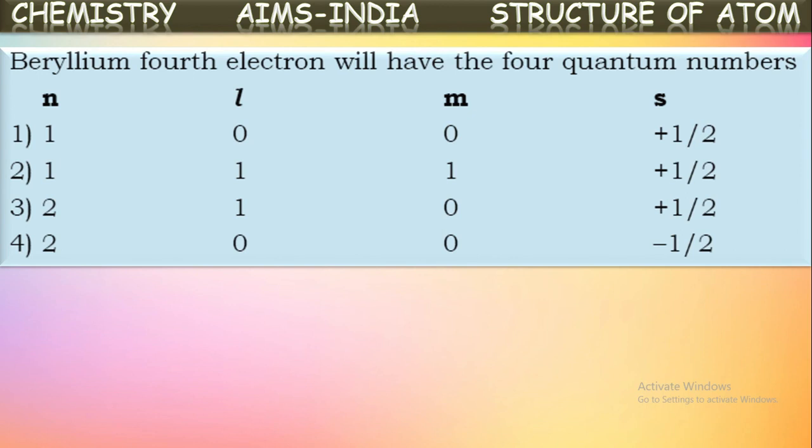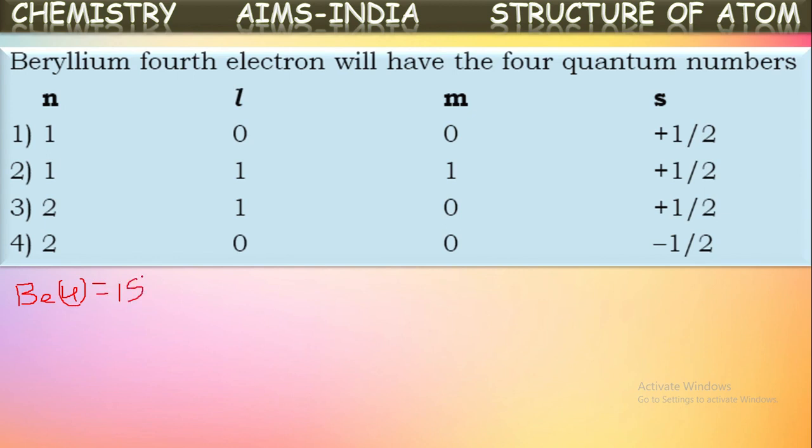Beryllium's fourth electron will have the four quantum numbers. So they're asking to write the four quantum numbers of the fourth electron of beryllium. If we know the configuration, then we can write the set of quantum numbers. First, let us try to write the configuration of beryllium. What is the atomic number of beryllium? 4. So for 4, if you write the configuration, what do we get?